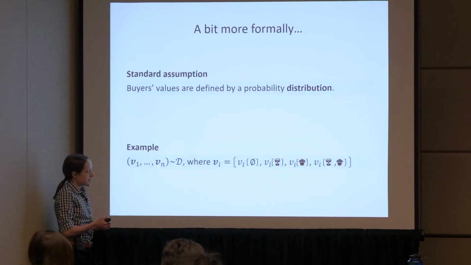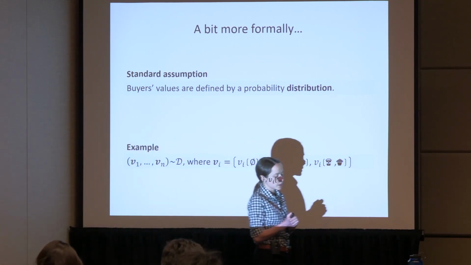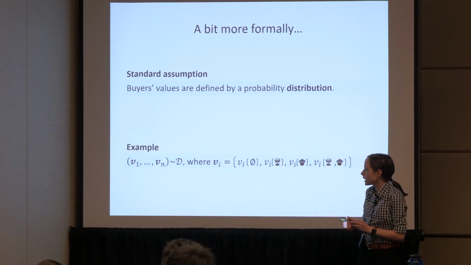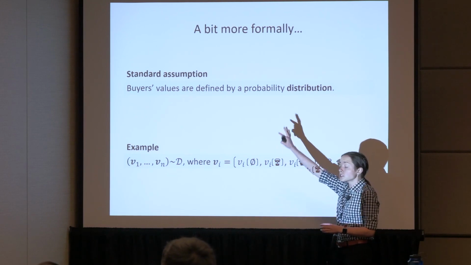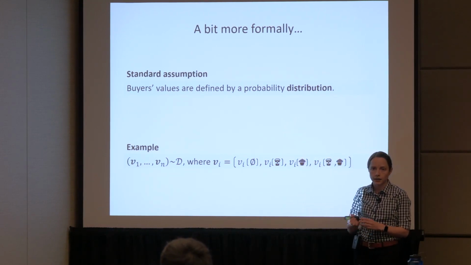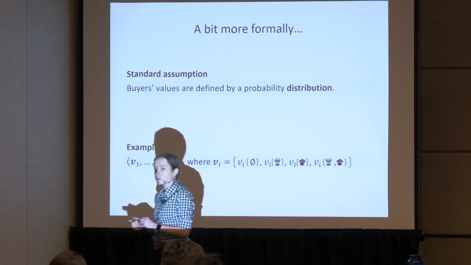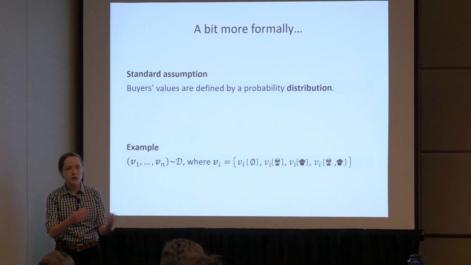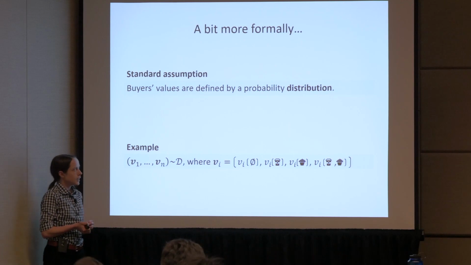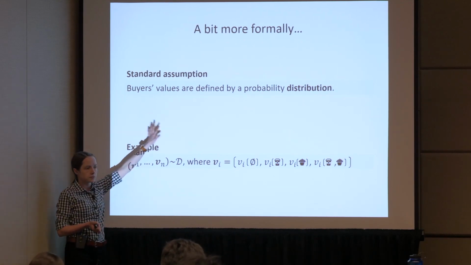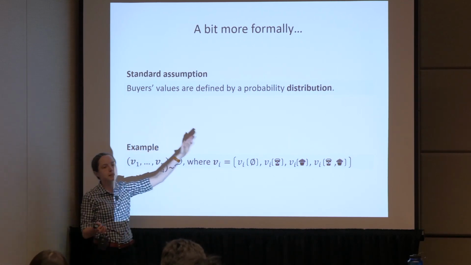Okay, so I want to talk about incentive compatibility a little more formally. So I'm going to introduce an assumption that's been made for decades in economics. And it is also very natural from a machine learning perspective. So we're going to return to this assumption throughout this tutorial. And this assumption says that the buyer's values are defined by a probability distribution.